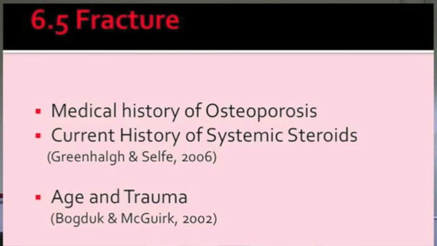If we're thinking about fracture, a medical history of osteoporosis and a current history of systemic steroids may be important questions. Age and the presence of trauma. Again, if somebody has sustained a relatively mild, or what you would consider a trivial, trauma and they've sustained a fracture, you need to start to think, why? Why would somebody fracture with this level of force or with this level of violence? If it's relatively low, then be suspicious.